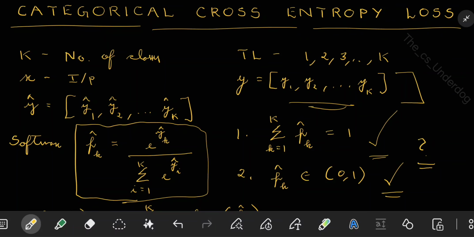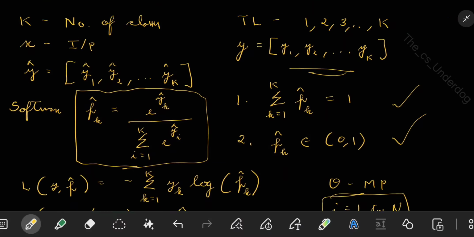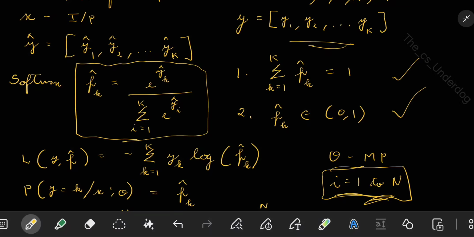So categorical cross entropy, we considered k as number of classes. We had true labels which are actually represented as a one hot vector y. Then you have x, which is the input. y cap is the raw model output. Okay, that is logits. Logits are converted to probability using softmax. These two conditions are satisfied, which means it can be considered as probabilities. So your model is outputting a probability distribution after softmax.